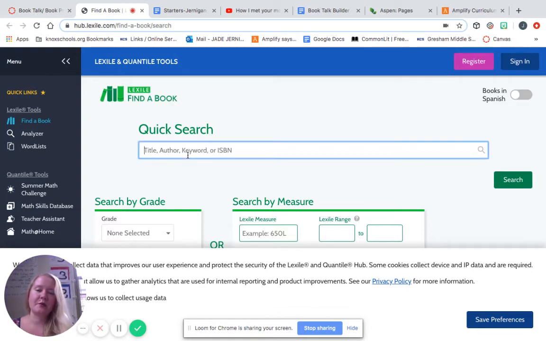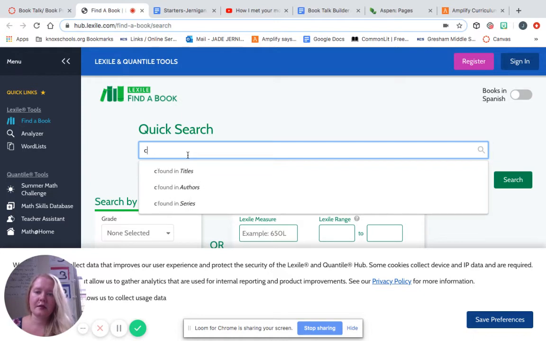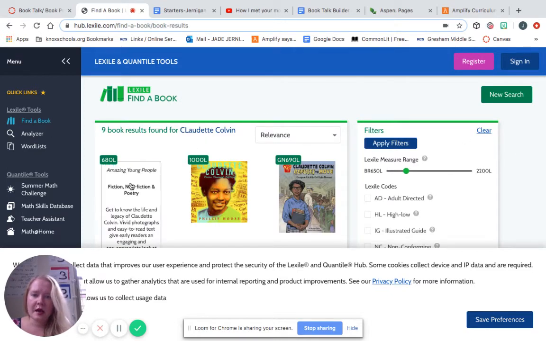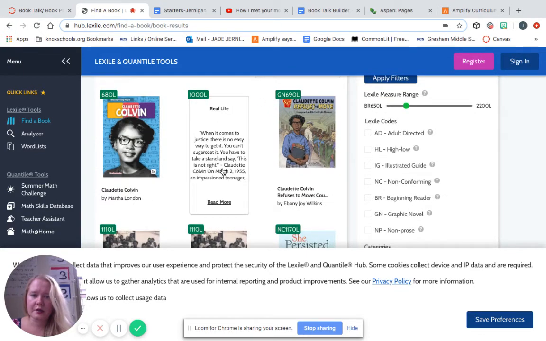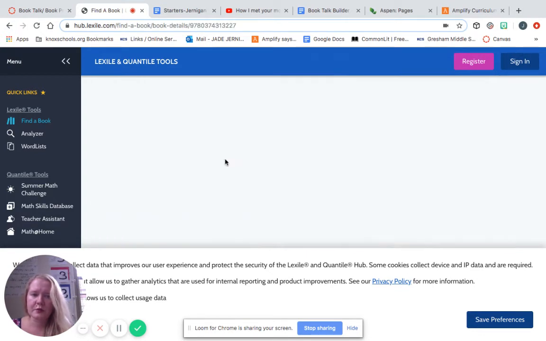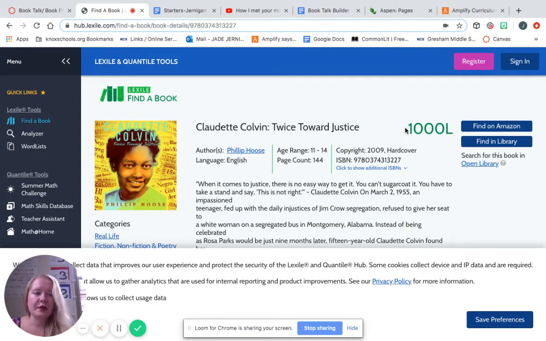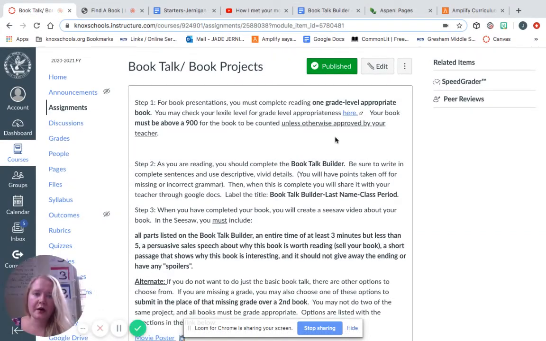So if I wanted to check a book, let's say Claudette Colvin, C-L-A-U-D-E-T-T-E, Colvin. I would just type in the book title and I would find which book I was actually looking for. So Claudette Colvin, the one that I read last year, would be this one. Okay, it is showing me in the corner here that it has a Lexile level of 1,000. Any book that is over a Lexile level of a 900 will be acceptable for this year's book talks. If it is below a 900, you have to get approval from your specific teacher.